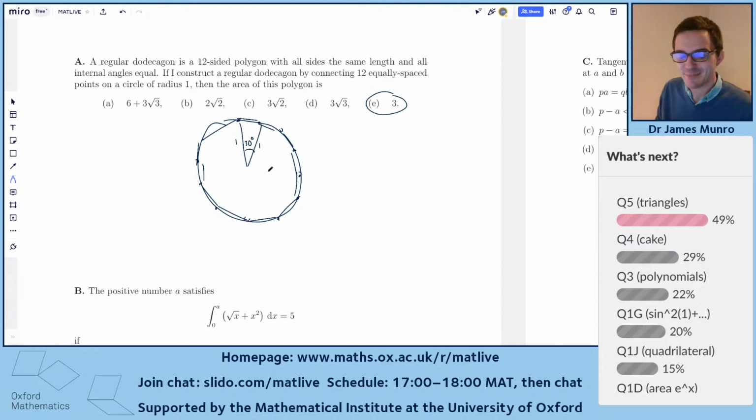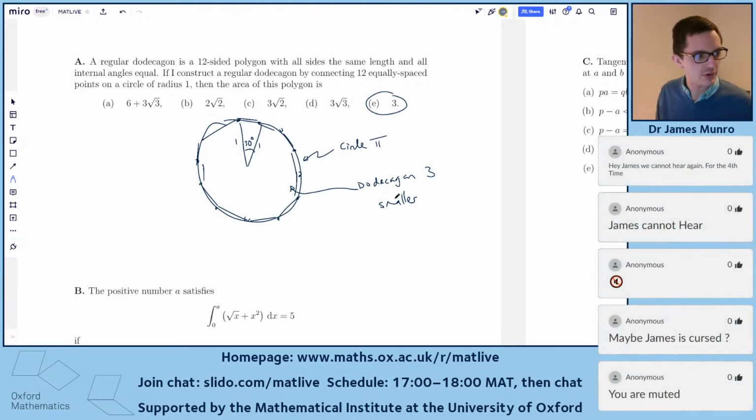This is here because the area of the circle is pi, and the dodecagon has area 3, and it's smaller. So I thought it'd be nice to have a proof that pi is bigger than 3 to kick things off, so that whether or not you enjoy this test, you've now seen a proof that pi is bigger than 3.